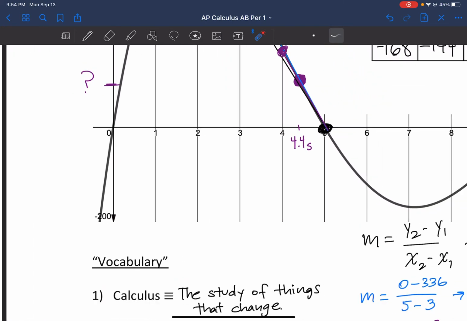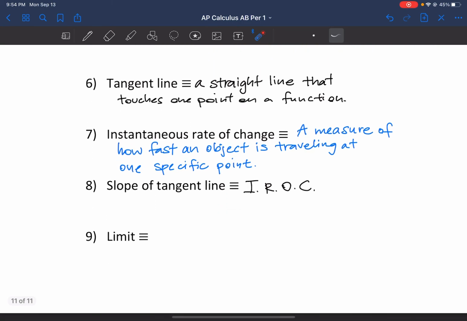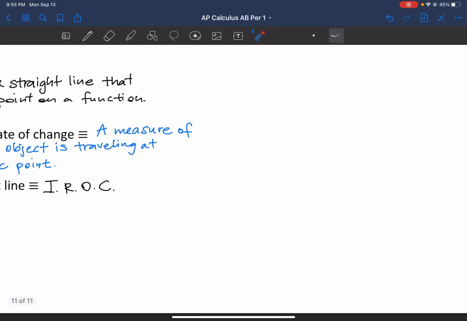So what I'm going to do, all right, to find the instantaneous rate of change at about 4.4 seconds, what I need to do is figure out, just like we did in the table, if I have x and f of x, I need to be on the left side of 4.4 seconds, and the same distance on the right side of 4.4 seconds.